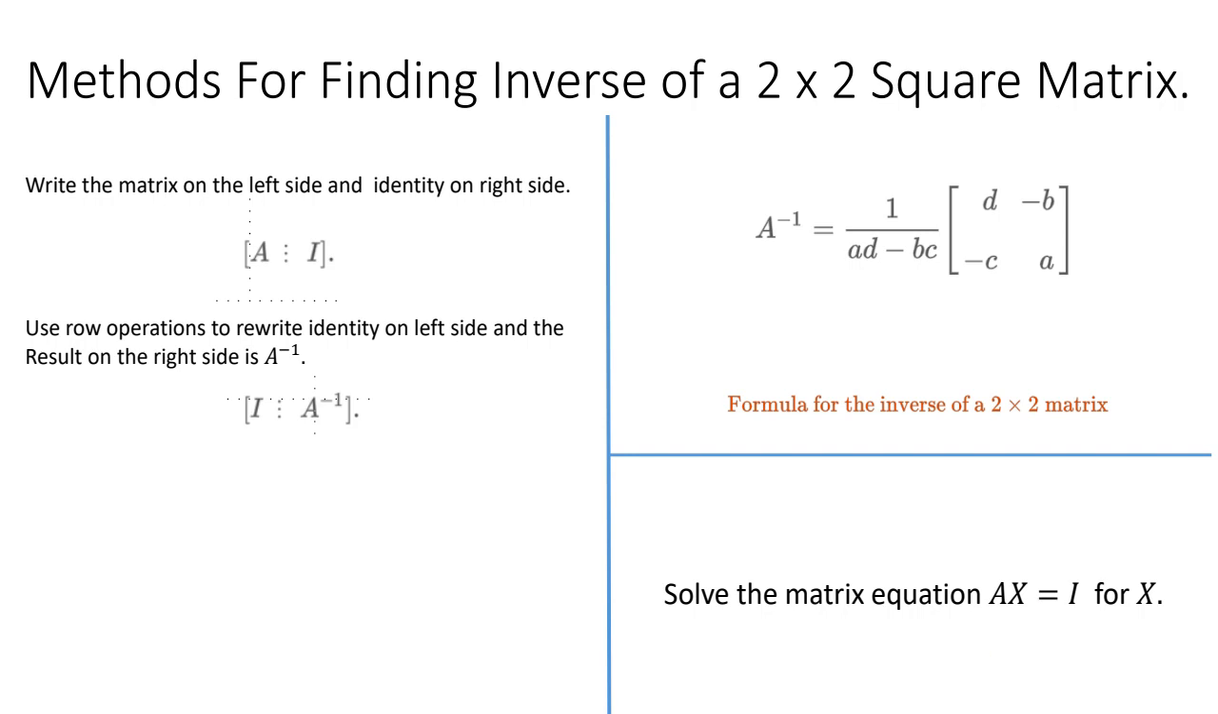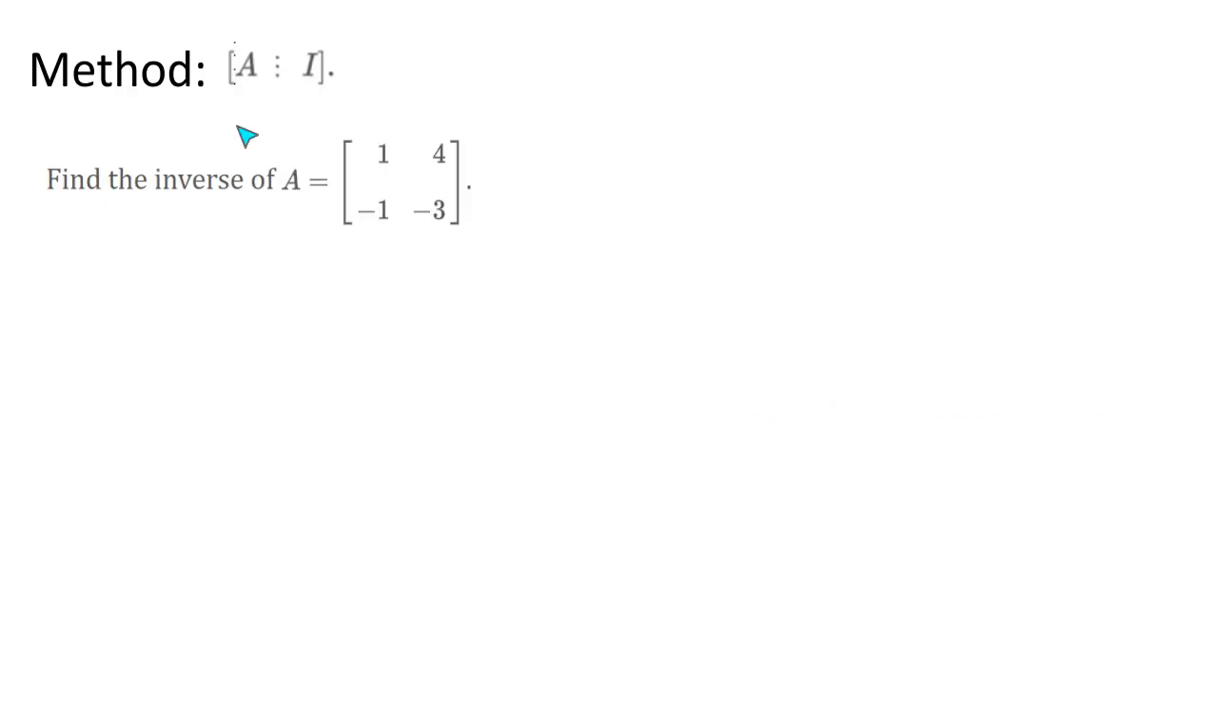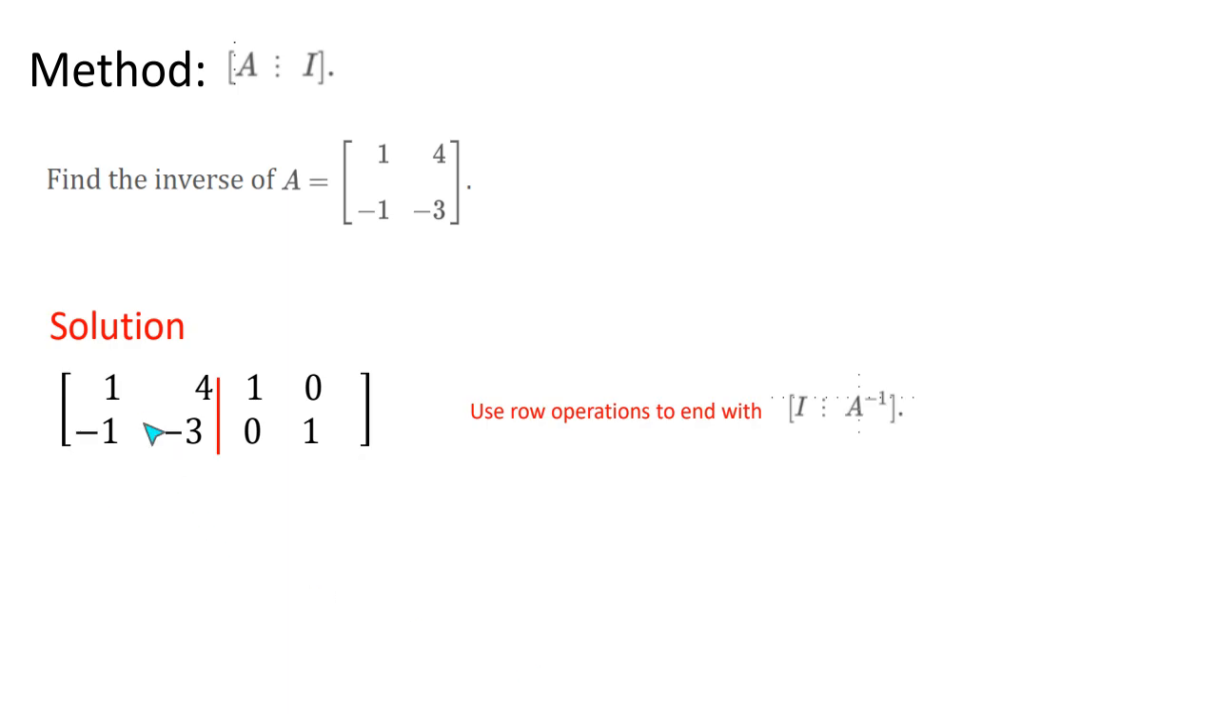Okay, so we'll go to the first method. In this method, they want you to take A, which is your matrix, and attach the identity matrix. So if we want to find the inverse of this matrix, here's my A, and then I put the identity matrix. Then we're going to use row operations, and these are from section 8.1. Our goal is that when we're finished, on the left side, we're going to have the identity matrix, and whatever's left on the right side is going to be your inverse.